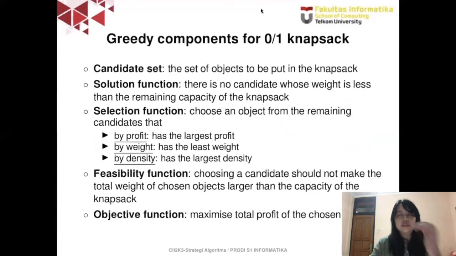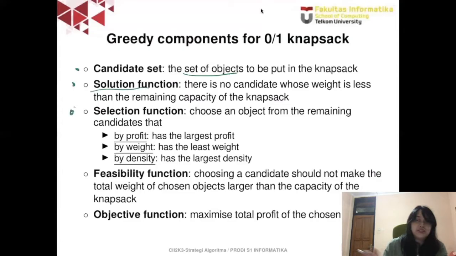And the greedy components for the 0-1 knapsack problem are like this. So for the candidate set, what do we choose in each step? We choose objects. So the candidate set is the set of objects to be put in the knapsack. Next, the solution function. How can we know that we already obtained a solution? We have obtained the solution if we don't have any candidate whose weight is less than the remaining capacity of the knapsack. Then that is the solution function.